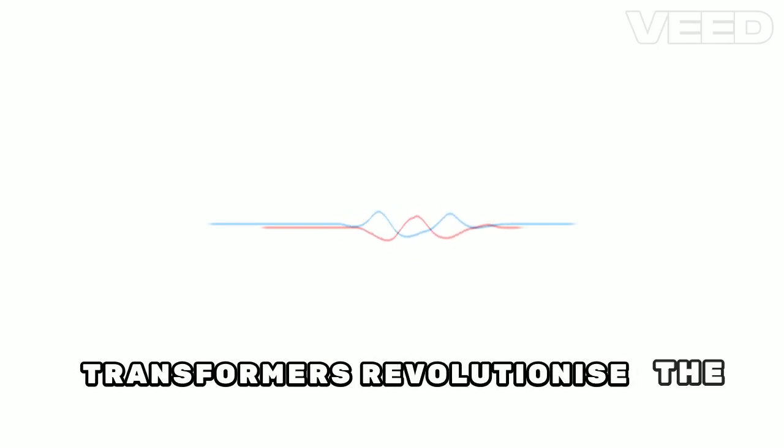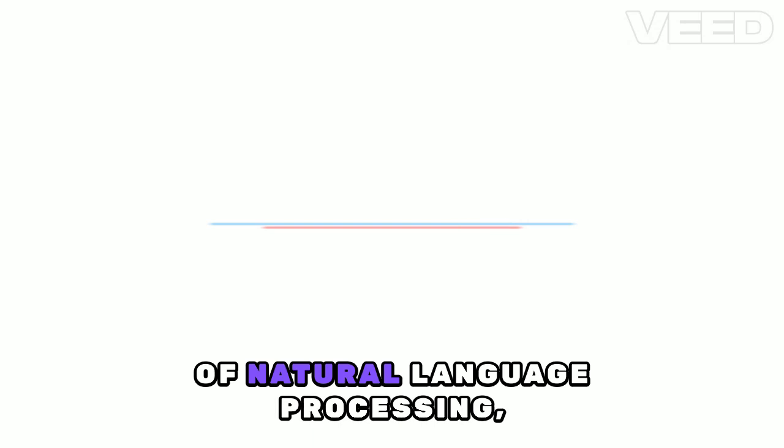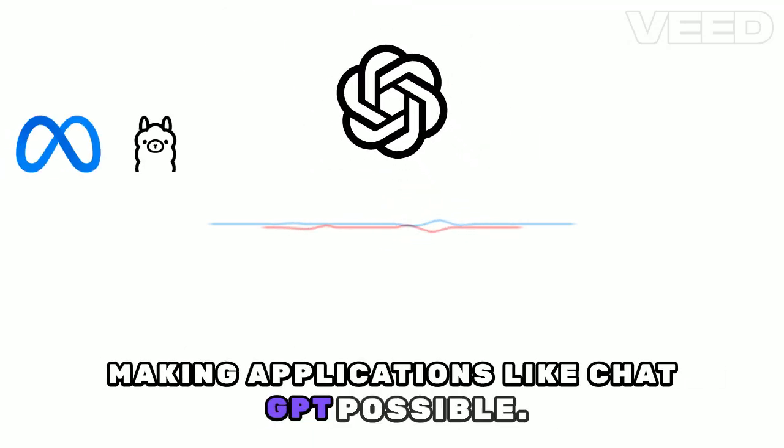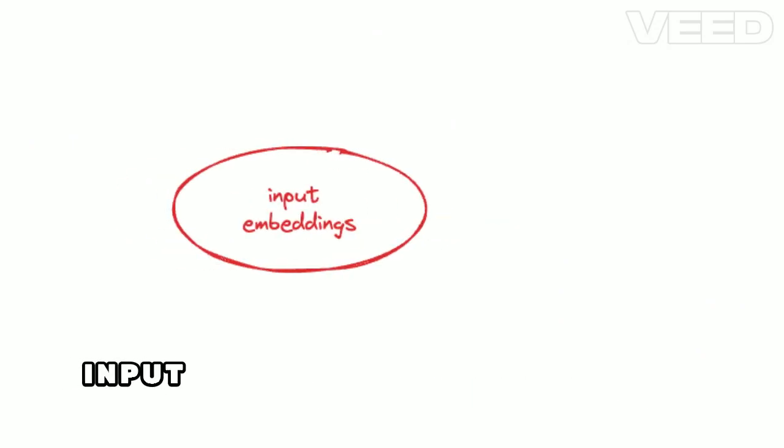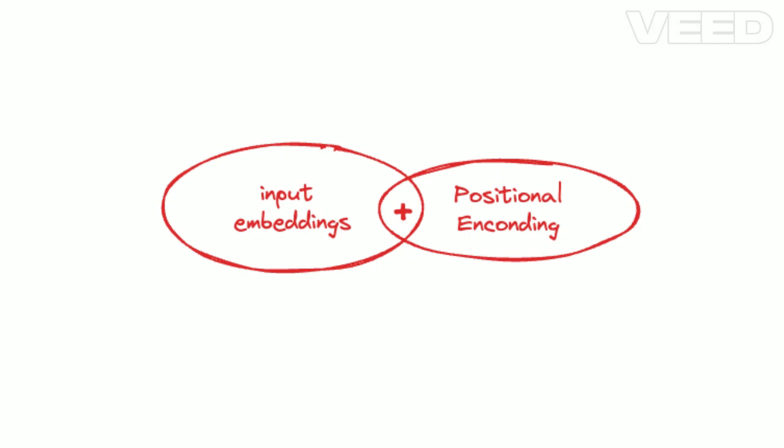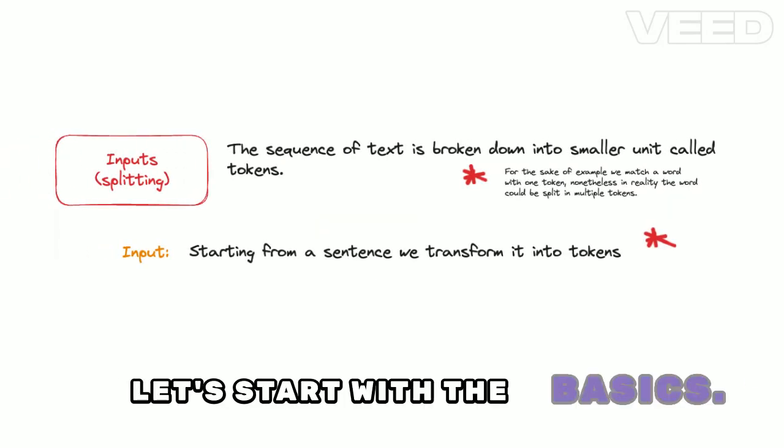Transformers revolutionized the field of natural language processing, making applications like ChatGPT possible. Understanding their functionality starts with two initial steps: input embedding and positional encoding. Let's start with the basics.